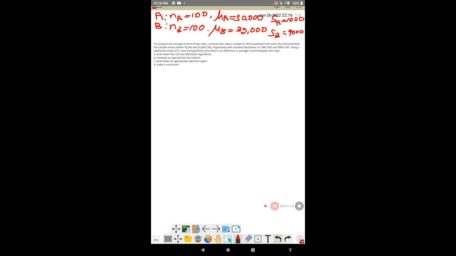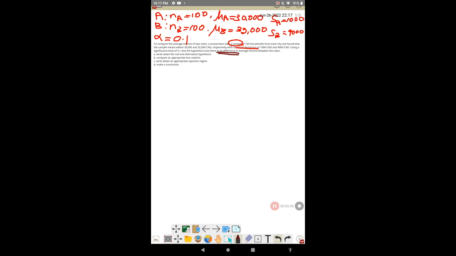These are standard deviations, respectively, of the sample of these households, so that's why I use big S instead of sigma. Using a significance level of 0.1, it means that we are given alpha equal 0.1. Test the hypothesis that there is no difference. So this is the most important trick. There is no difference in average income between the cities, between city A and city B.